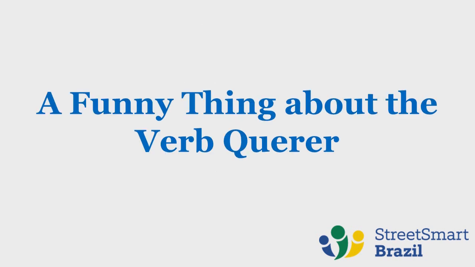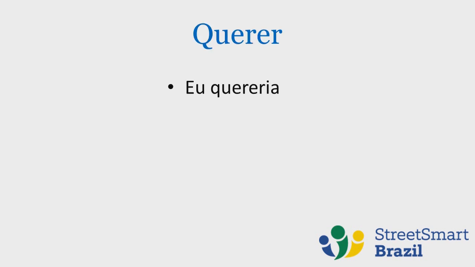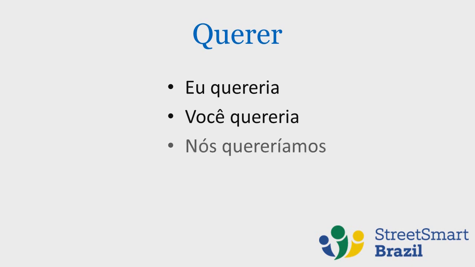Okay, now there's a funny thing I want you to know. It's about the verb querer. The conjugation of querer, it means to want. The conjugation in the conditional follows the same rule for any regular verb. So it would be eu quereria. Now it sounds weird, right? Eu quereria. Você quereria. Nós quereríamos. Vocês quereriam.